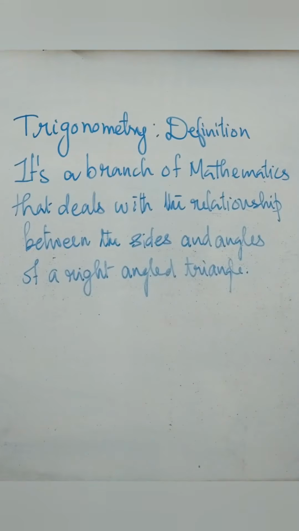Now let us discuss the definition of trigonometry. Trigonometry is a branch of mathematics that deals with the relationship between the sides and angles of a right angle triangle. So in trigonometry, what we are studying is the relationship between the sides and angles of a triangle. But the triangle should be a right angle triangle. So it is clear from the definition that this branch is applicable only for a right angle triangle. So let us discuss a right angle triangle first.